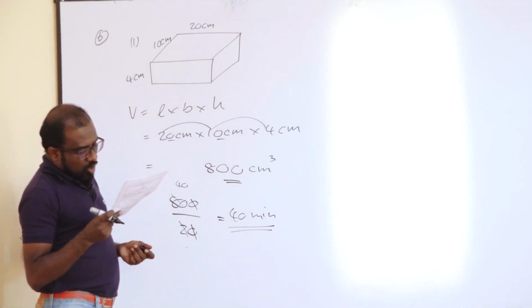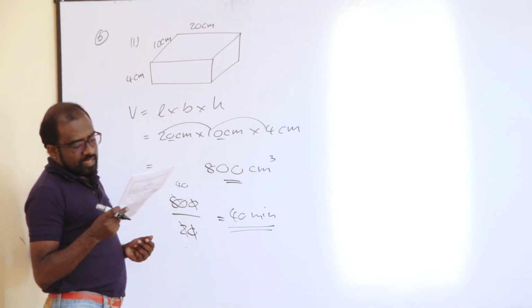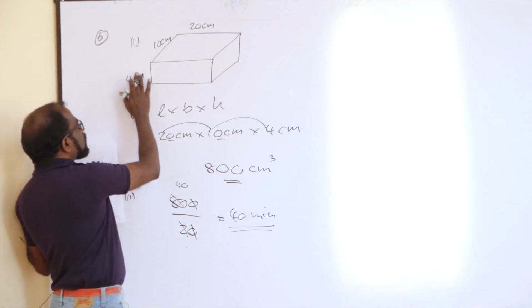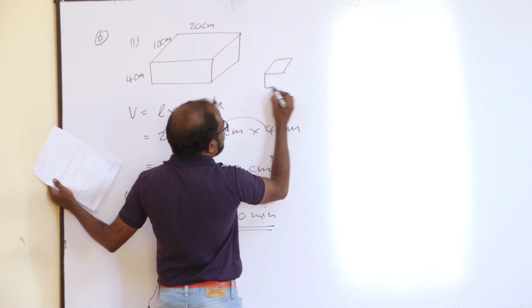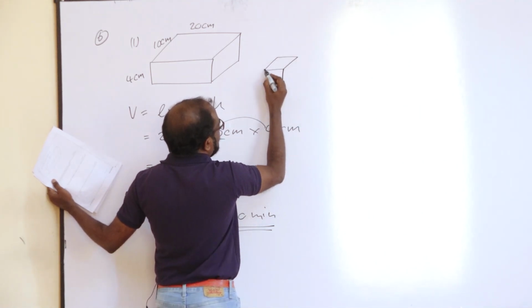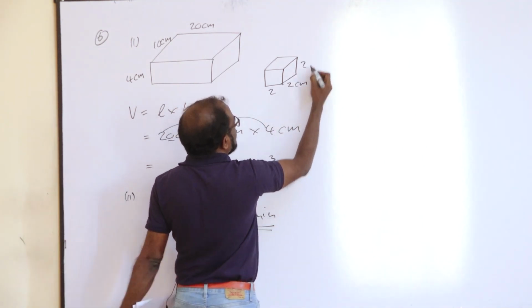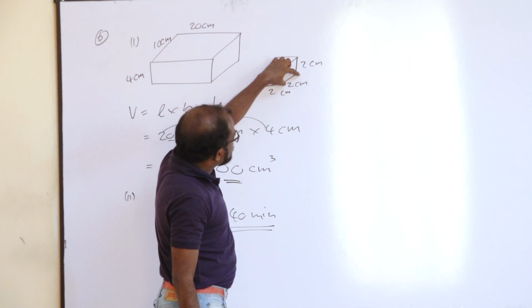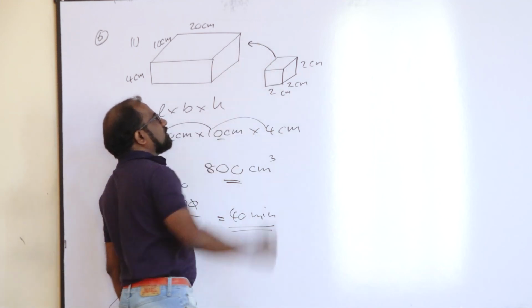Next one. How many cubes with an edge length of 2 centimeters can be packed in the above cuboid? Cubes of 2 centimeters side, small cubes like this, right? What is the length of the side? 2. We know in a cube the length, breadth and height are all equal. Length 2 centimeters, breadth 2 centimeters, height 2 centimeters. The question asks how many such cubes can be packed inside this.